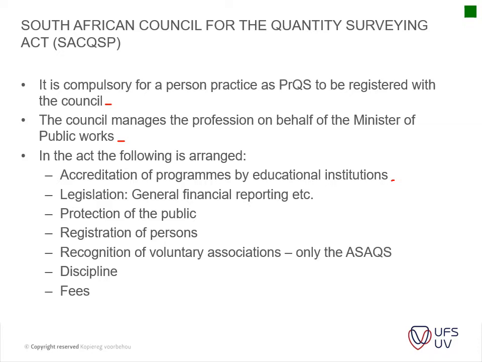And then legislation and general financial reporting are also provided by the council. Protection to the public is given. Registration, registered persons are listed, so anyone can go have a look whether someone is actually registered. A recognition of voluntary associations, like the Association of the South African Quantity Surveying Profession, it's the same as SAIA. And then discipline is enforced, and the fees are regulated by the council.